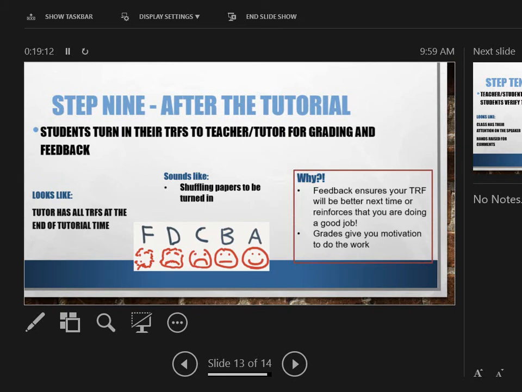Alright, step 9. After the tutorial, the tutor takes your TRF and they grade them. So you have feedback, so you know what you're doing right and you know what you're doing wrong. They also grade you on your participation. So can you just put down graded? Yeah, step 9. TRF is graded. In your tutorial group, you're graded on participation. You're graded on whether or not you have your resources and your notes available. And you're graded on your reflection.